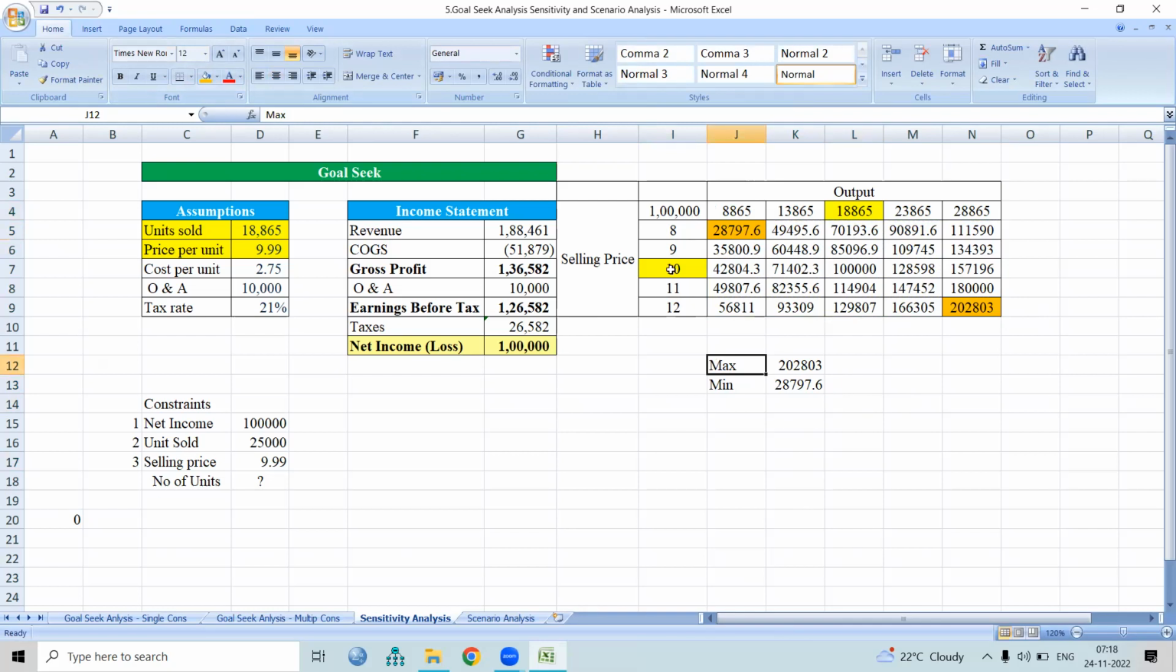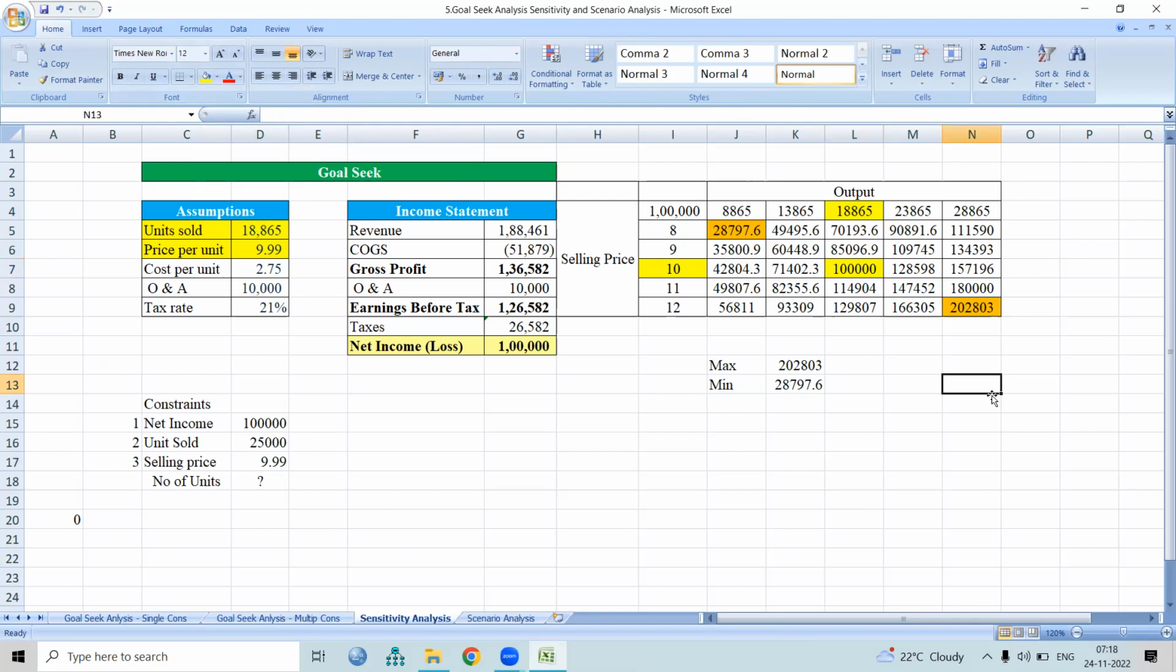If you look at the average case, that is when the company sells 18,865 at the rate of rupees 10, approximately 9.99. Could you just check out the value? The net income value is 1 lakh rupees, right? So this is how we predict the sensitivity of output and selling price towards the profit, how profit is sensitive with respect to output and selling price.